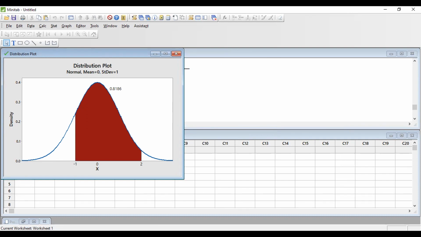0.81. Do you now understand how the 0.81 has come? We have done it manually, but Minitab has done it automatically. And since Rajesh asked some question, he wanted to understand. Let me give some easy explanation.